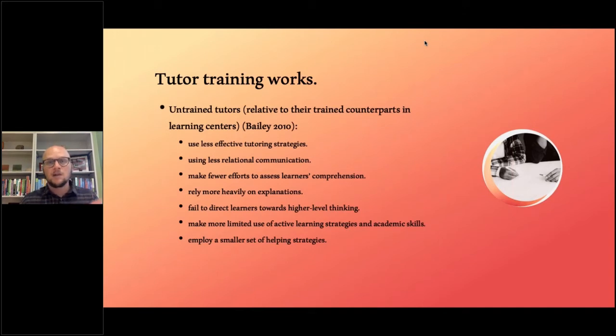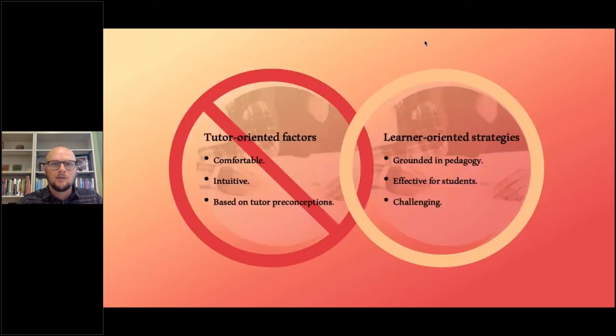Untrained tutors, relative to their trained counterparts. Jeff Bailey uncovered this in one of my favorite studies. Untrained tutors tend to use less effective tutoring strategies. They tend to use less relational communication. They tend to make fewer efforts to assess learners' comprehension. They rely more heavily on explanations. They fail to direct learners toward higher level thinking. They tend to make more limited use of active learning and academic skills, and they tend to employ a smaller set of helping strategies. Tutor training matters, and what we do in learning centers matters, because learning centers are the places where this stuff happens, where these student behaviors that peer educators are developed in are cultivated.